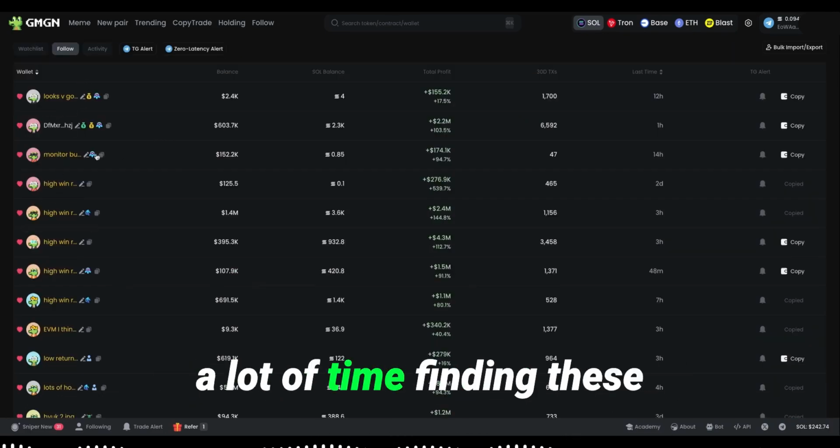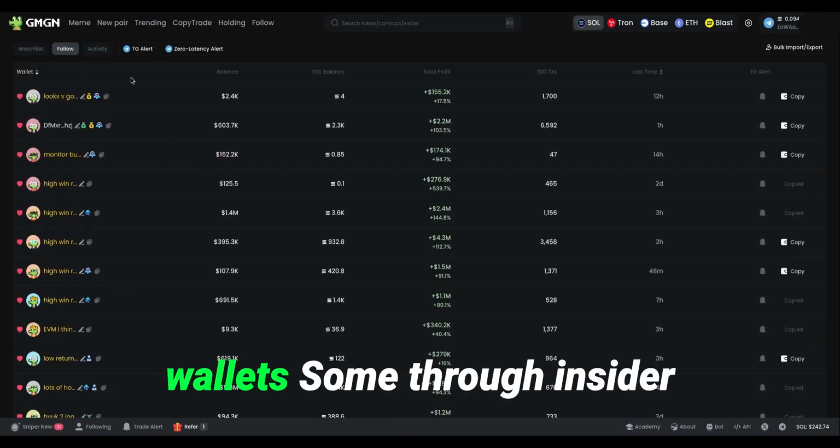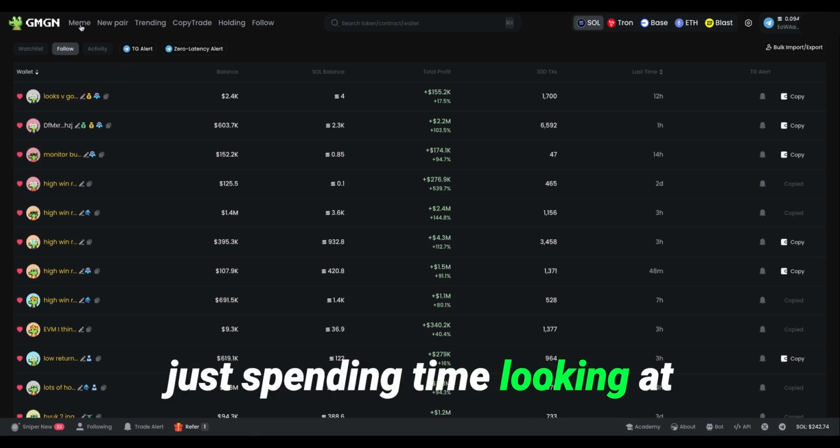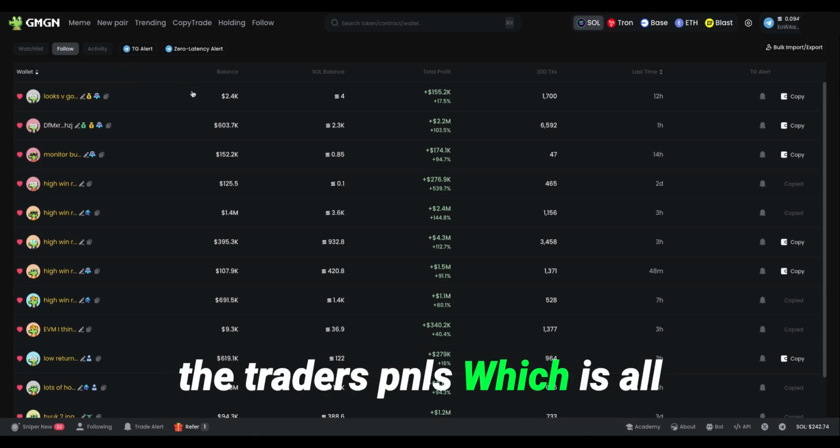I spent a lot of time finding these wallets, some through insider information, some through just spending time looking at the traders' PNLs, which is all public.